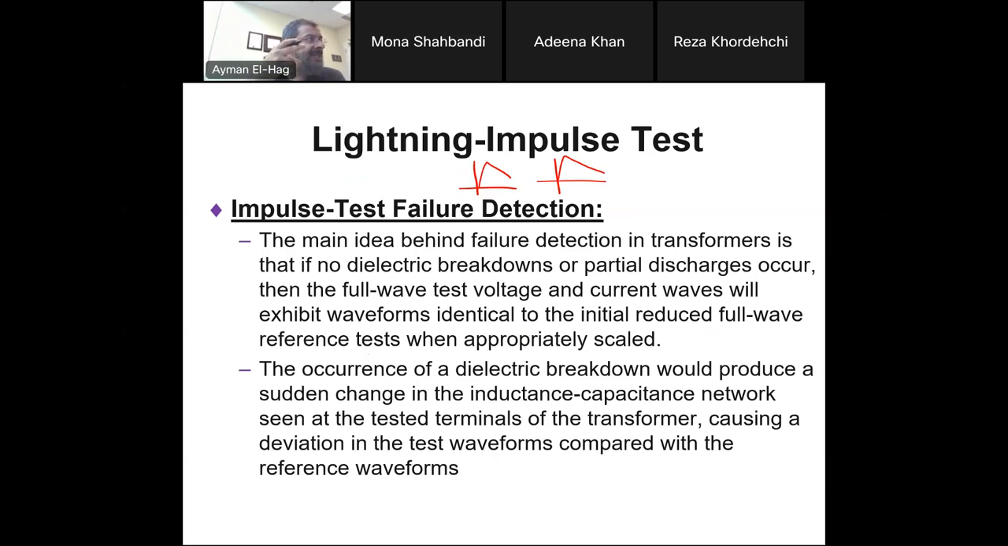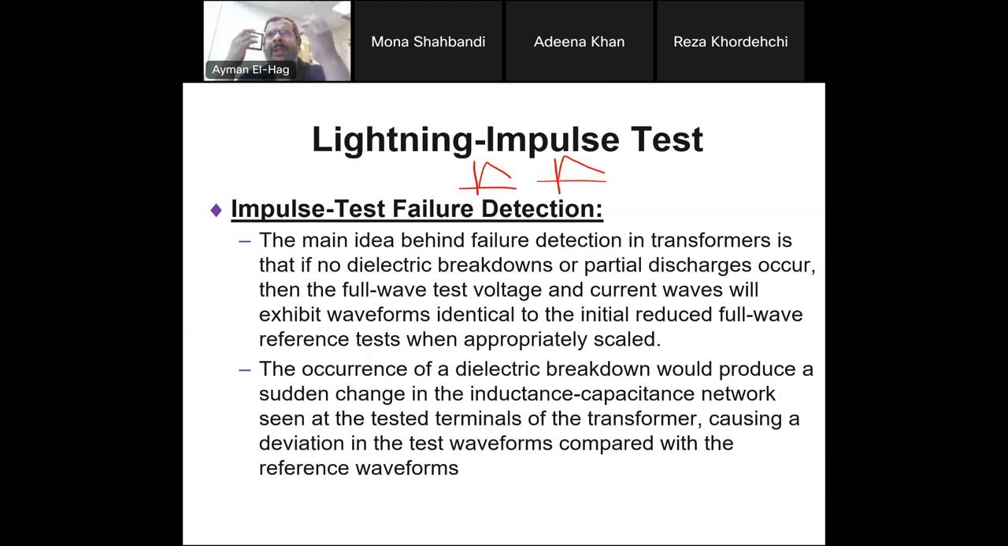But if there is a clear difference between the two, most likely the insulation system did not pass the test, and it actually failed the test. So there is a room for subjectivity in the test. In my personal opinion, that is left for the manufacturer to give them some room to negotiate whether the transformer failed or not. It's not a very clear criteria. But of course, there are certain cases you cannot deny. They are basically failed transformers.